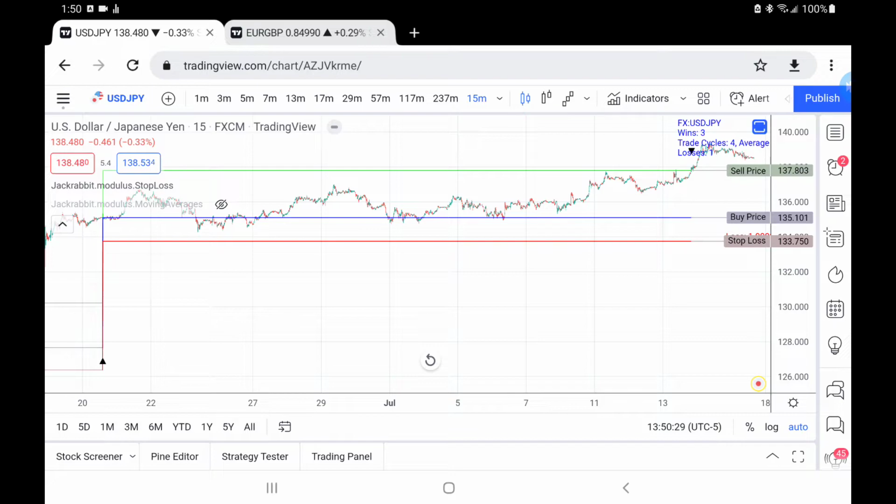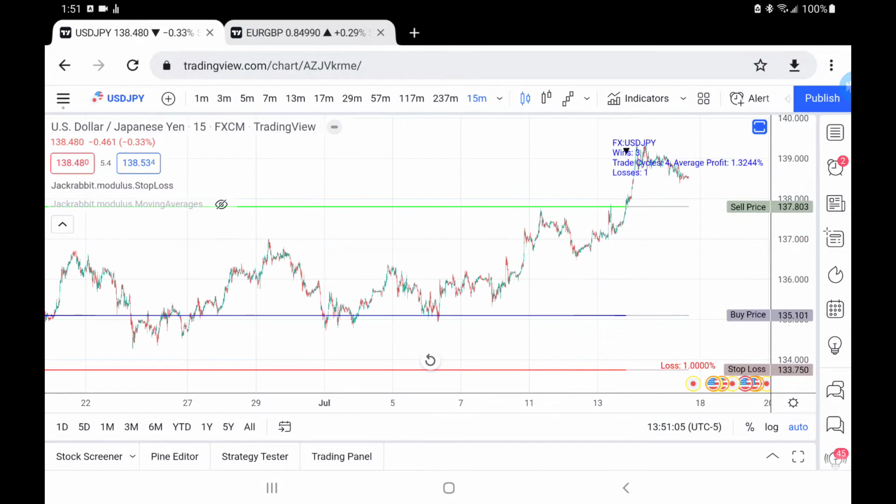Now, the true mathematics here is statistically the green line only has a 25% chance of success over the red line. If a 1-to-1 is 50% either way, then a 2-to-1 is only going to be 25% chance of success. But yet we see here it's done well, and we made a 2% profit.